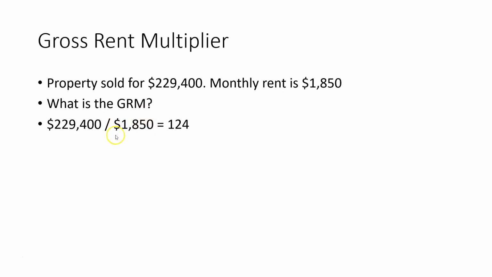If I knew that the rent was 1850 and I knew that the gross rent multiplier was 124, then multiplying those two out would give me the value of 229,400. If I knew that the value was 229,400 and the average gross rent multiplier in this area is 124, then I know I should be expecting about 1850 a month rent. That's how that one works.